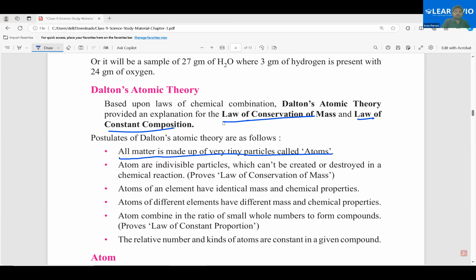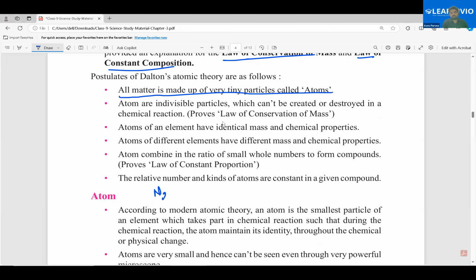For example, if I write here N2 plus H2 gives NH3, ammonia, you see that we have destroyed atoms. There were two nitrogen atoms here, and there is only one nitrogen atom. And there are two hydrogen atoms, and three hydrogen atoms. So according to this, there is a violation of the rule. According to Dalton's theory, atoms can neither be created nor destroyed. So the total number of atoms before and after should be the same.